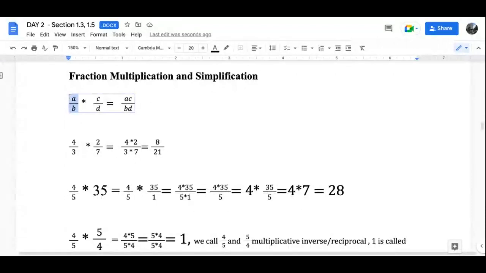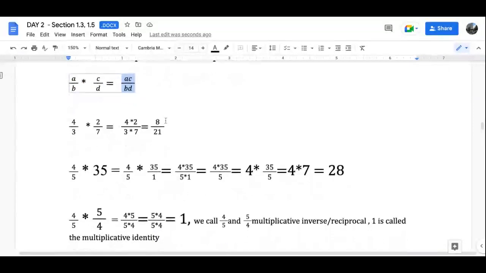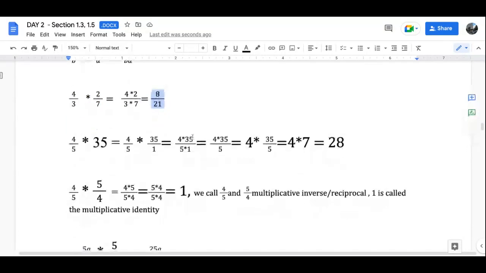Let's see this one. We have a over b times c over d. All right. Which is multiply numerator with numerator, denominator with denominator. So we get ac over bd. 4 over 3 times 2 over 7. 4 times 2, that's 8. 3 times 7, that's 21.